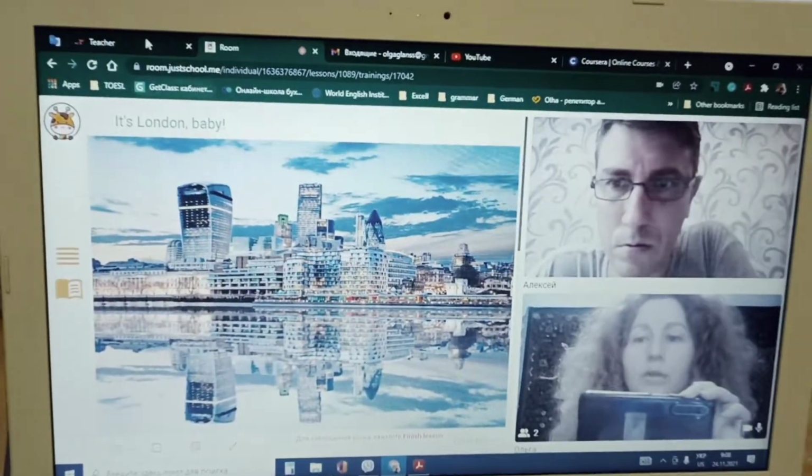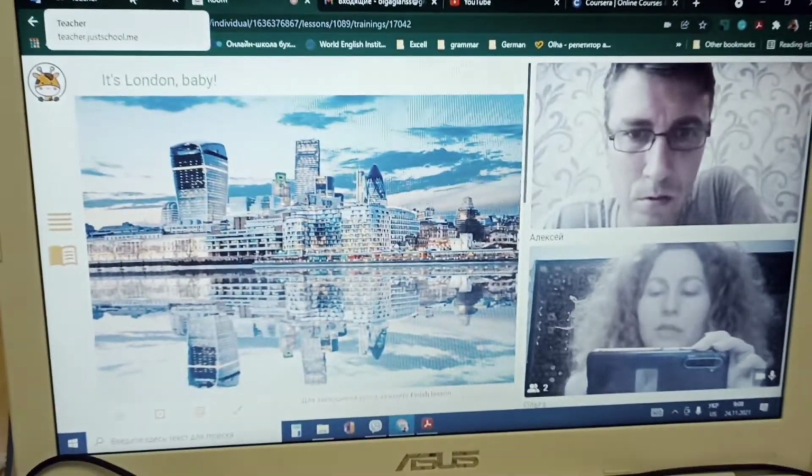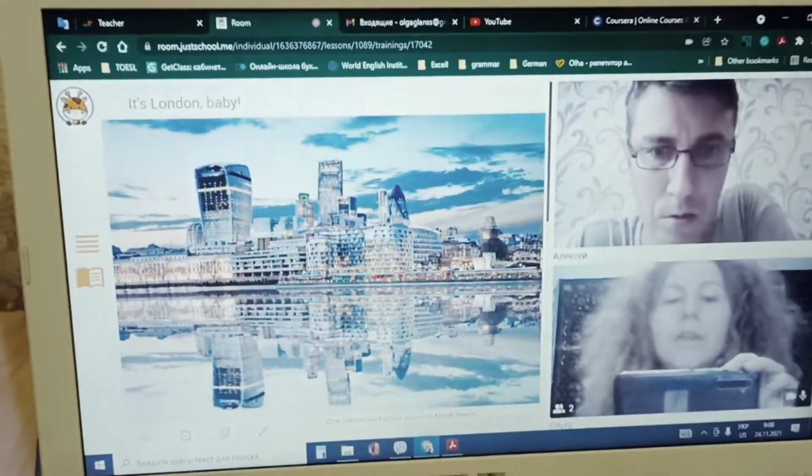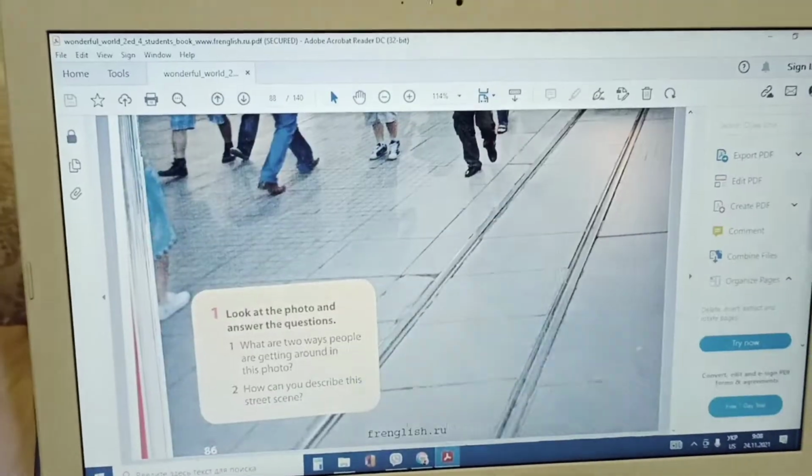Okay, let's go to work. Let's listen to my explanation. What is a modal verb? And we start with a very simple lesson about city ways.